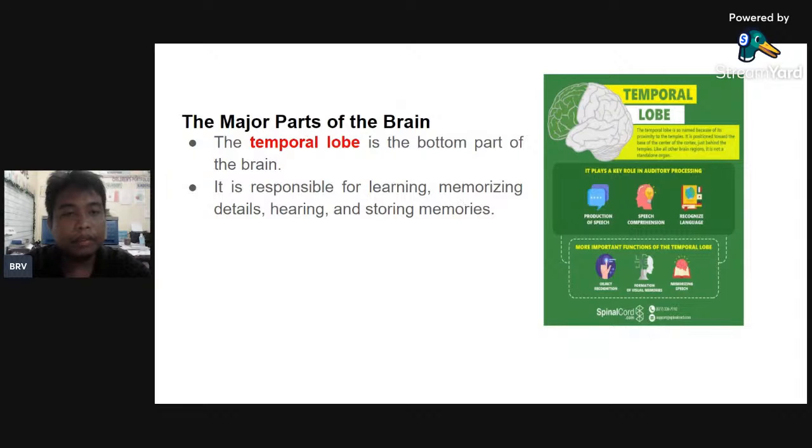major parts of the brain or one of the lobes, no? Sa ating cerebellum, cerebrum pala. No, the temporal lobe, no, is the bottom part of the brain. So ito yung temporal lobe natin. So and then the temporal lobe, no, it is responsible for learning, memorizing details, hearing, and storing memories. So that's the work of our temporal lobe, no.